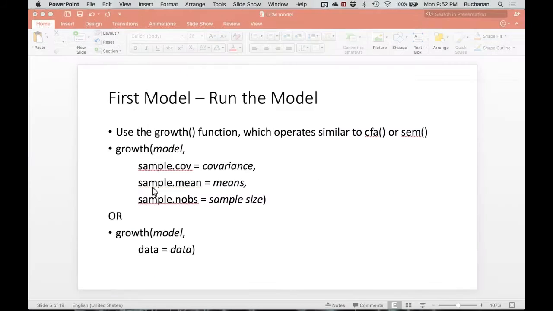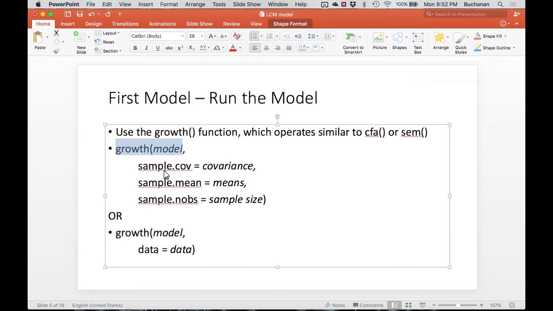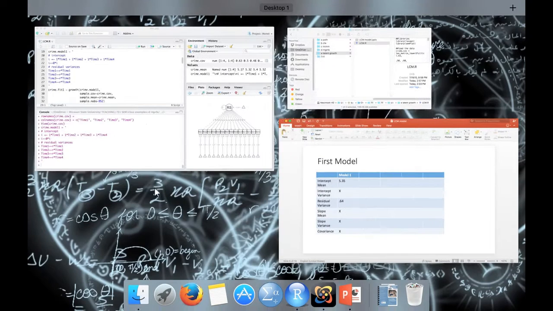All right, so the function we're going to use is growth, which operates in a similar fashion to CFA or SEM. And so the way it works is you do the model name that we just built, sample covariance equals covariance, sample mean equals the means column that we have, sample observations, sample size. If we have the entire data set, we don't need those means because it'll calculate them for us. So instead we just do growth model, data equals data. So you can do either one, and it just depends on what type of data that you have imported. So let's run that first model.